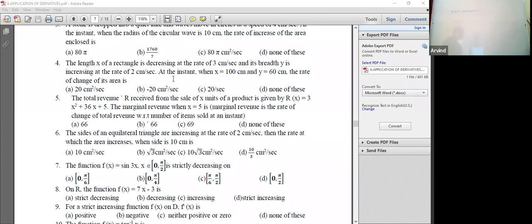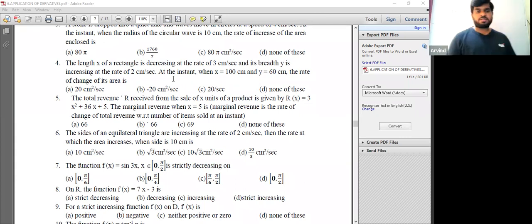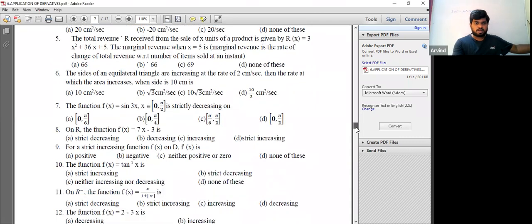So 66. Yeah, that's correct. 66 is correct. If you differentiate, you get 6x plus 36. You just have to put x as 5. So you get 30 plus 36, 66 is the correct answer. Try out the next one.